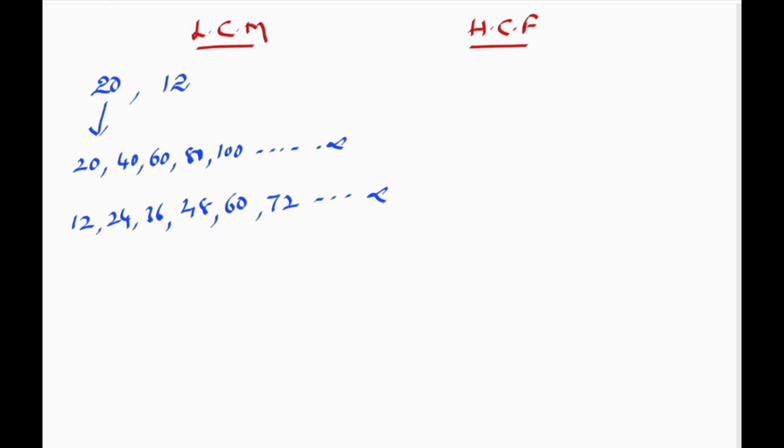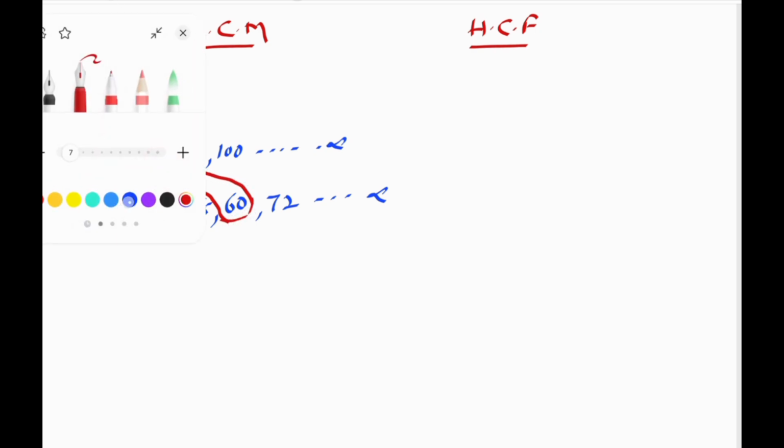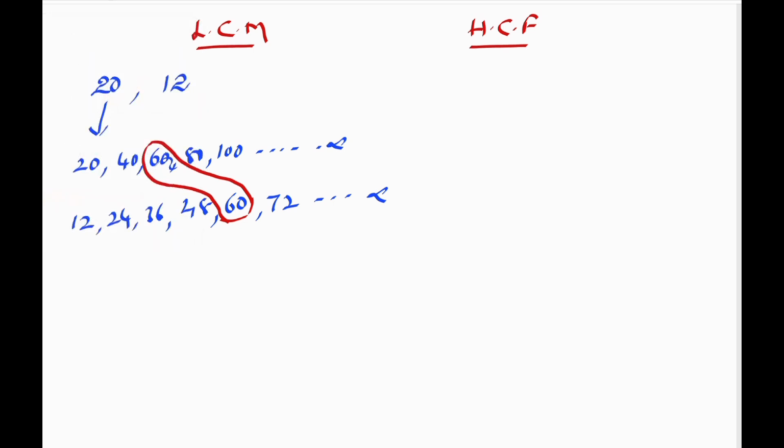Now out of these two, which is the common one? We don't have 20, 40 here. Now observe, we have 60 in both of these. So 60 is the common multiple, and 60 will be the least common multiple of 20 and 12. Among the multiples of 20 and 12, 60 is the least.